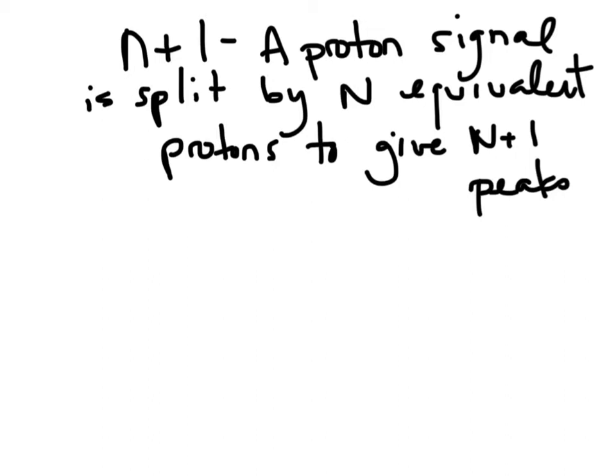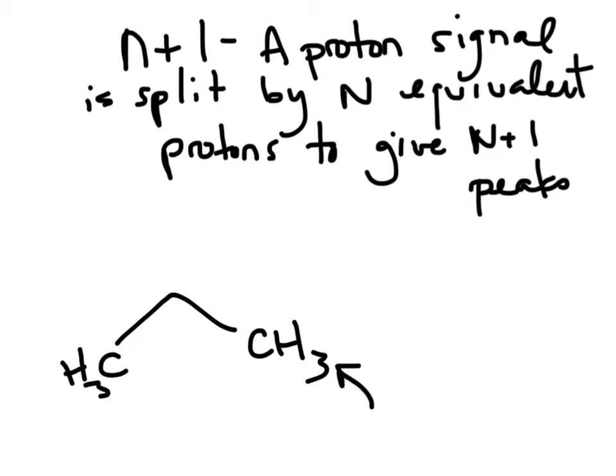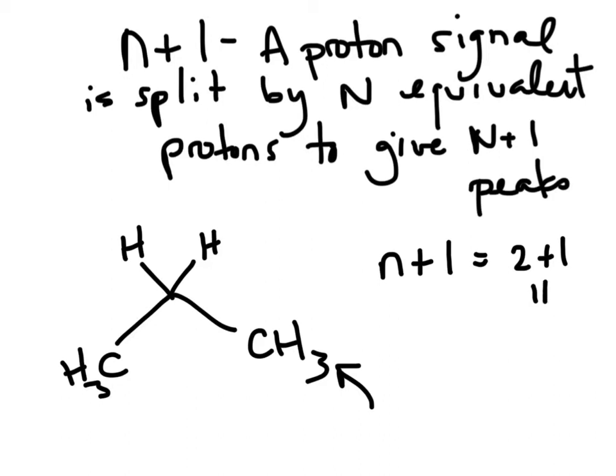So if we have a molecule like this, the methyl is adjacent to a CH2 with 2 hydrogens. So the n+1 rule will state that we are going to have 2 plus 1 peaks, or 3 peaks associated with the methyl.